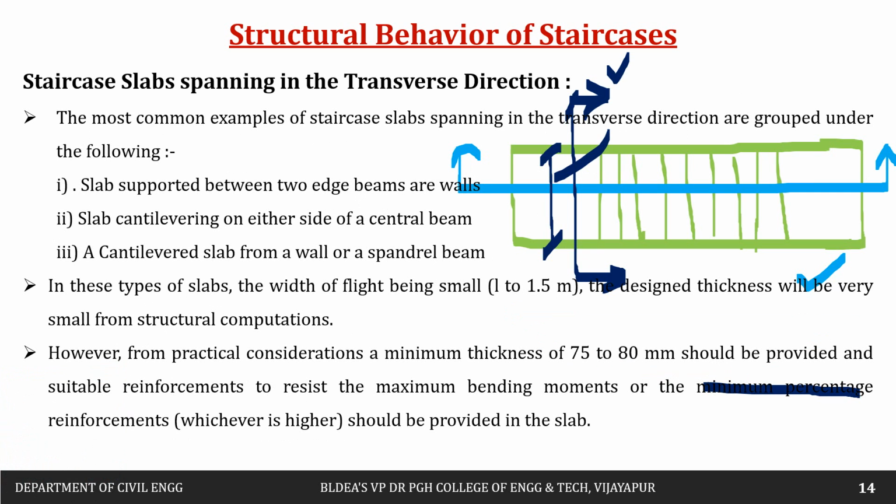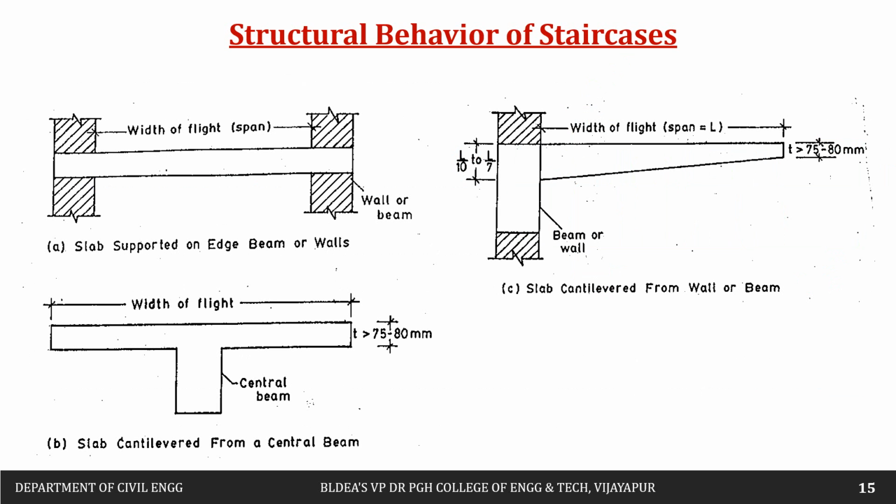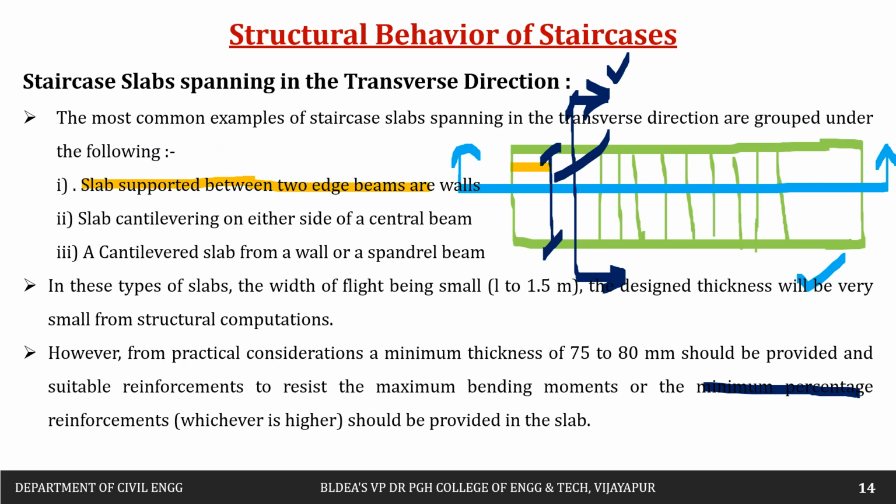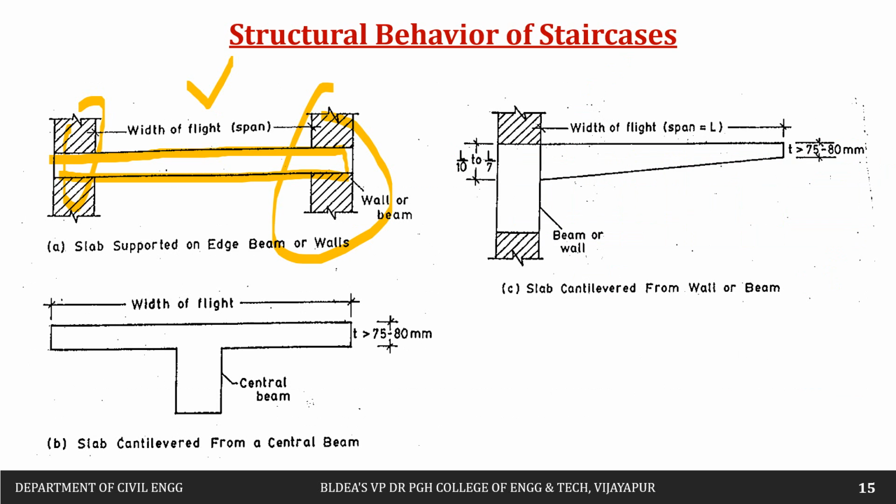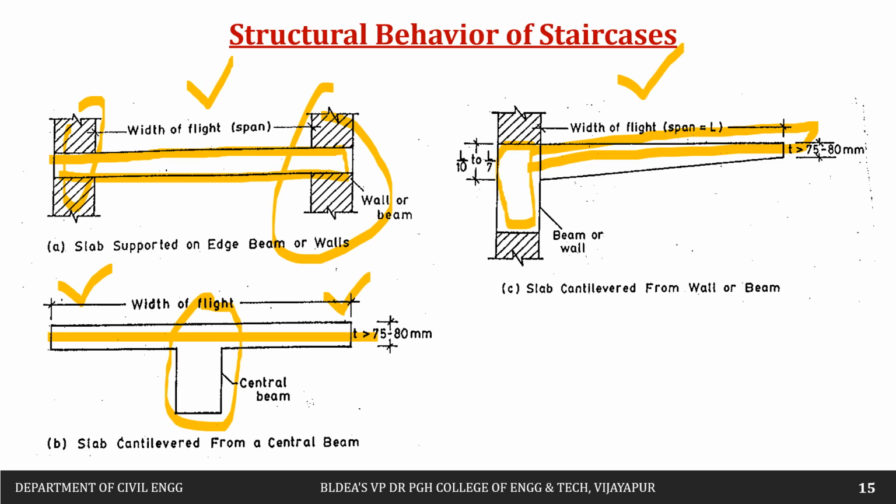If you see, these are the three cases we can have: slab spanning between two edge beams. So this is the slab, and it is supported on two edge beams or walls, here we have a beam and here we have a beam. The second one is where we have the cantilever from a central beam. So on both sides we may have the cantilever, that is, slab cantilevered from the central beam, slab supported on edge beams or walls, or slab cantilevered from walls or beams.